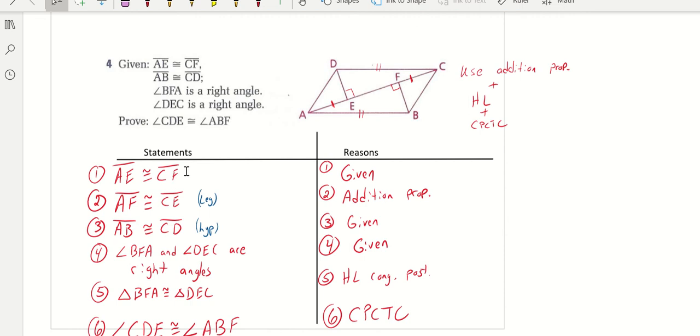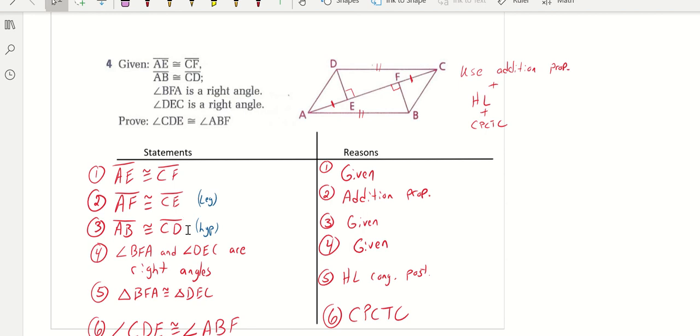So let's get going. First, the given information, AE is congruent to CF. That's given. I went ahead and used the addition property because the addition property builds off of that information in statement 1. Didn't have to do it this way, but I chose to. AF is congruent to CE. If a segment is added to congruent segments, then their sums must be equal. So that's how we know AF is congruent to CE.